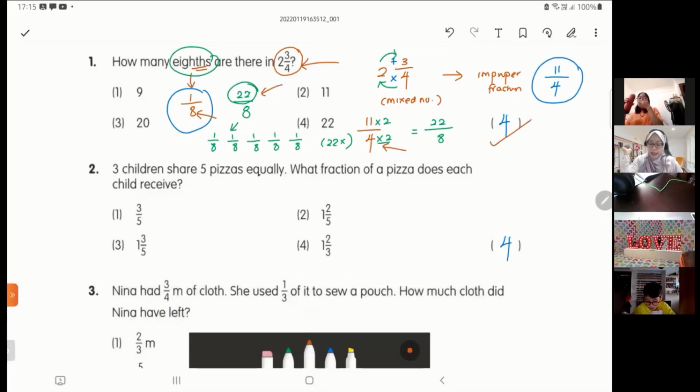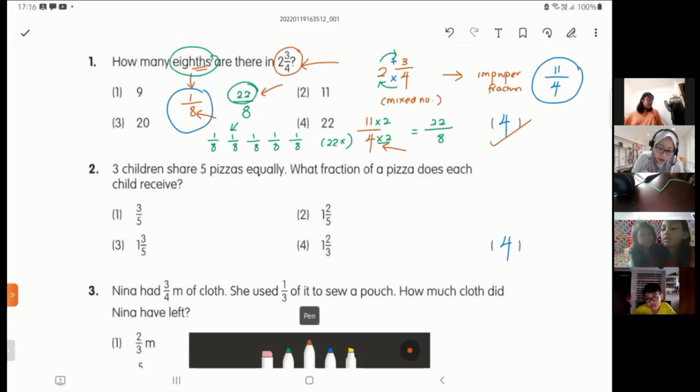Another way to do this is division. You can simply take your 11 over 4 divided by 1 out of 8, and you will get the same answer, 22 as well. I'm just teaching you another method you can use. This is a simpler one. Just change all the fractions to be the same kind of fraction, and then look at the numerator. Before that, make sure the denominators are the same. Then just look at the numerator. That's the answer. In this case, 22 is the answer.